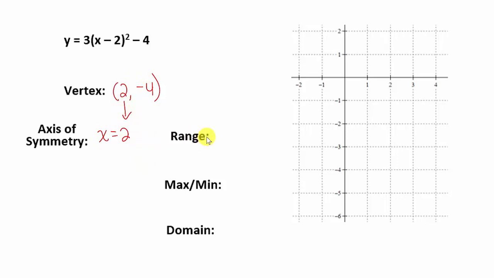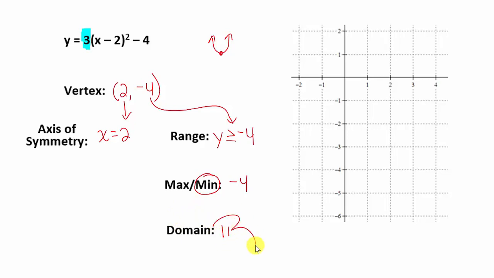And for our range now, we need to look at this here. This is a 3. That's greater than 0. It's positive, so my range is going to be y is greater than or equal to, but it's always going to be that y value, so -4. The max or minimum will be -4. Now, we need to determine if it's a max or a minimum. Now, remember, this is positive. So if this is positive, my graph is going to open up. So I will have a minimum value. The domain is always going to be all real numbers.